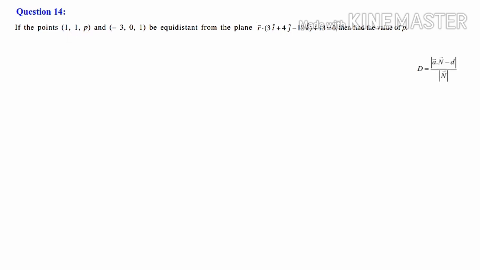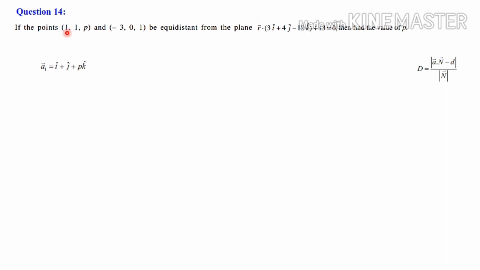That is d is equal to modulus of vector a dot vector n minus d divided by modulus of vector n. So we have to write vector a, vector n and d. So by using the first point, we can write the position vector of that point a1. Vector a1 is equal to i cap plus j cap plus p k cap.